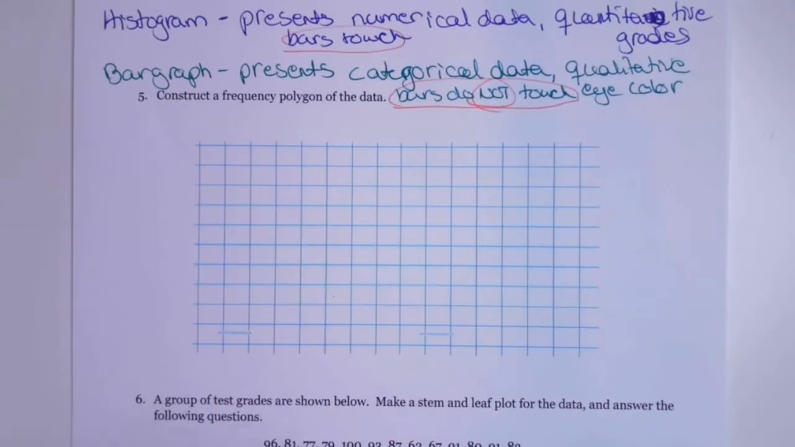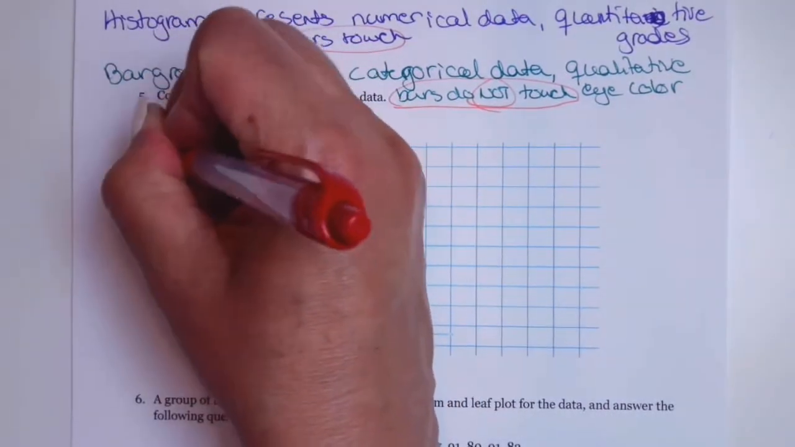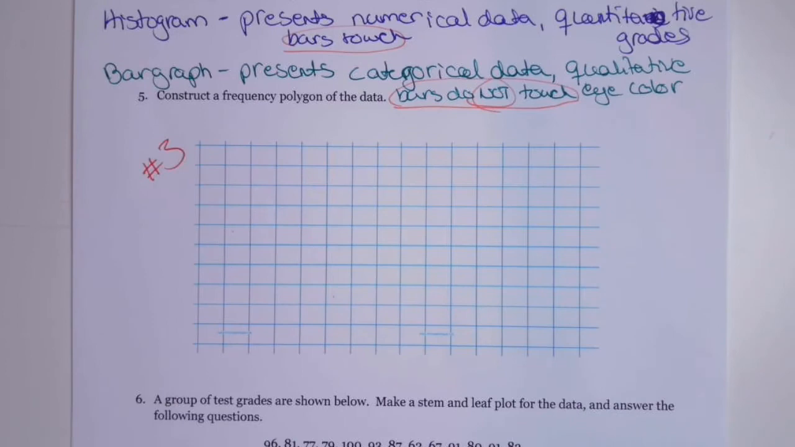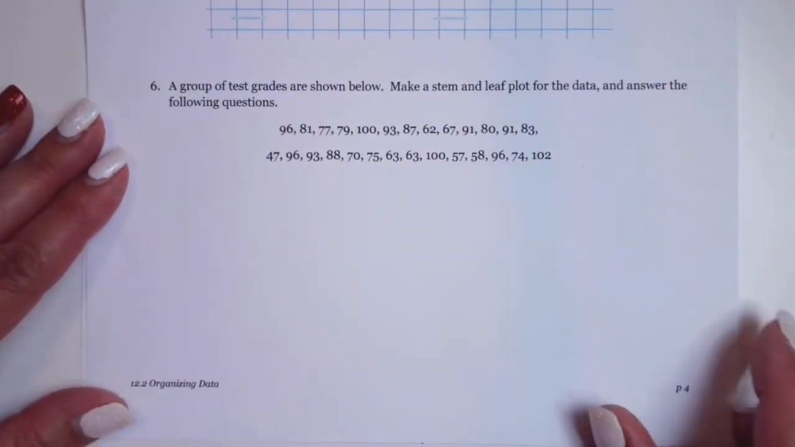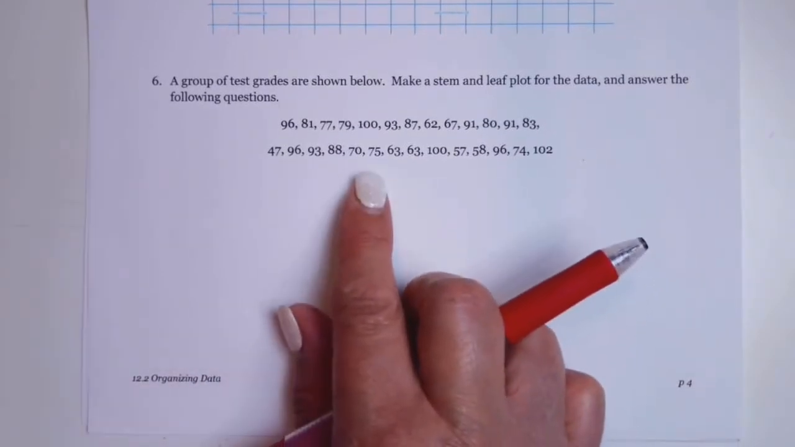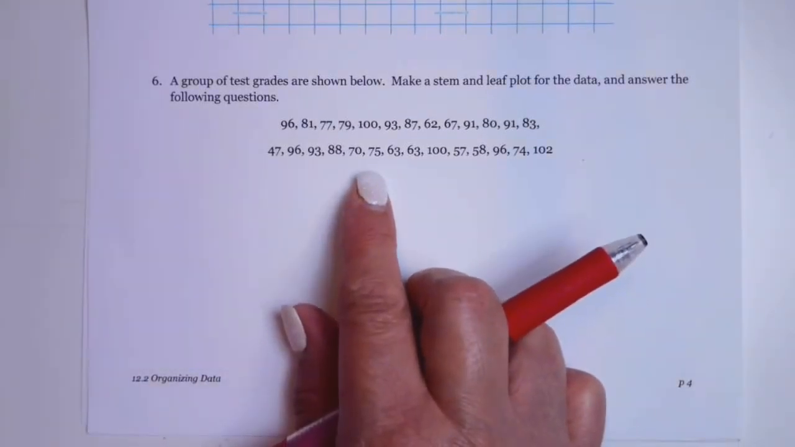So it's this one. So we did it in number 3. Okay, let's look at number 6. A group of test grades are shown below. Make a stem and leaf plot for the data and answer the following questions.